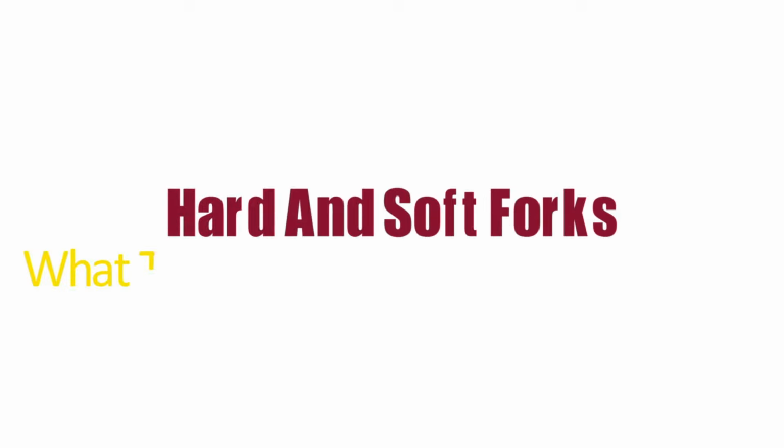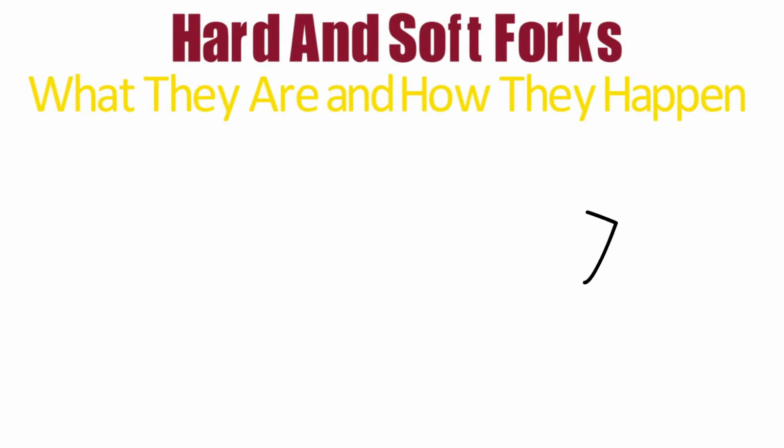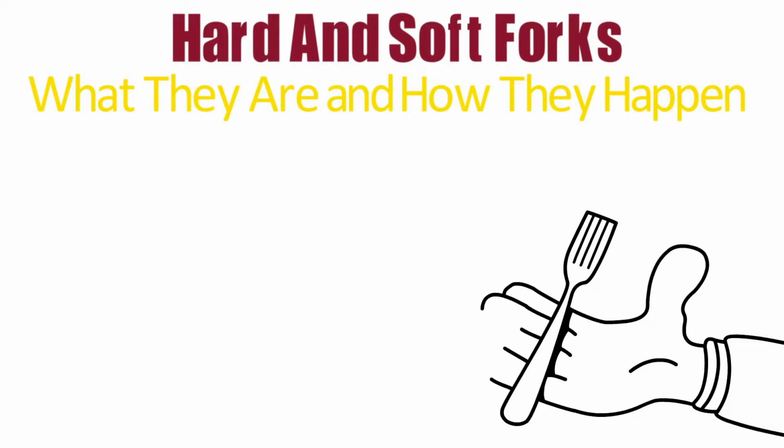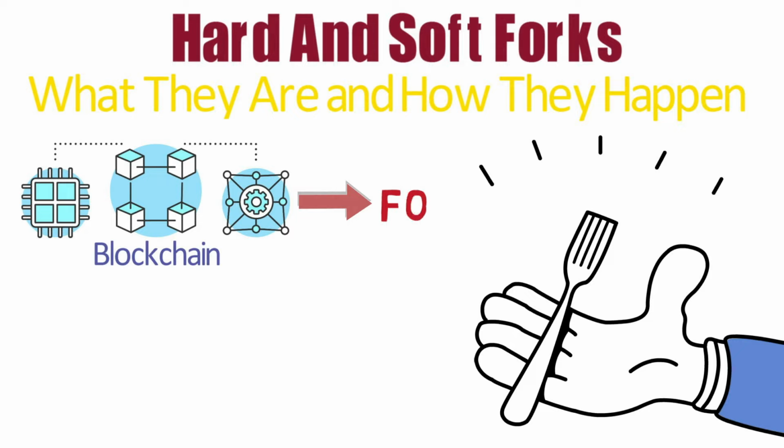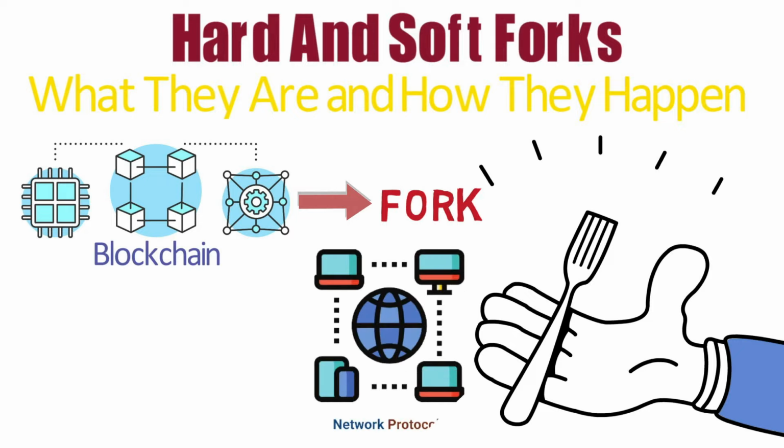Hard and soft forks, what they are and how they happen. A fork is what you use to eat food. Oh wait, in this case, we are talking about blockchain. A fork is an update to the blockchain. Forks may happen because of changes in the protocol.